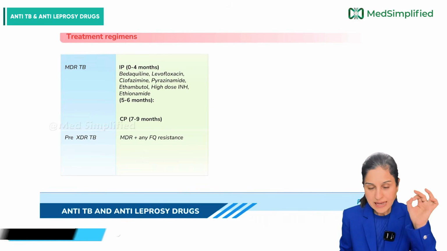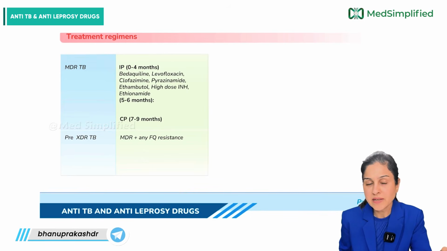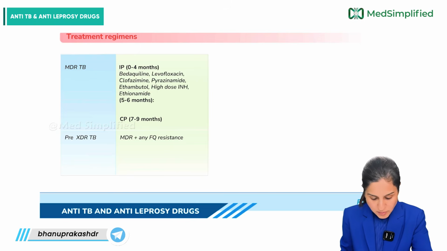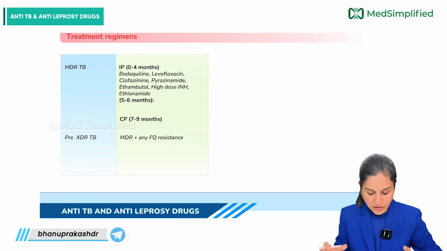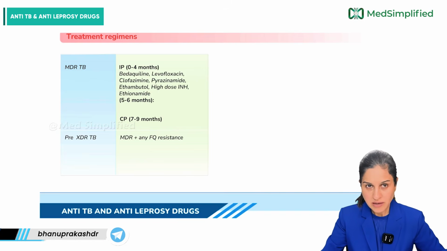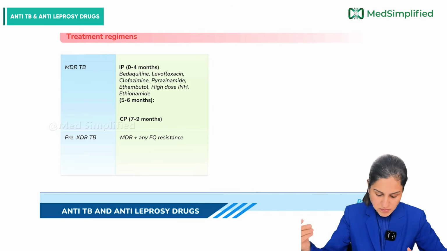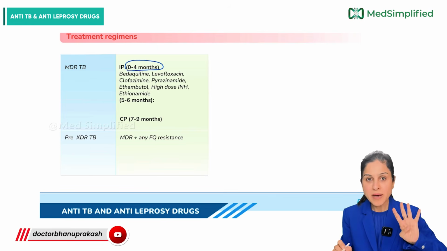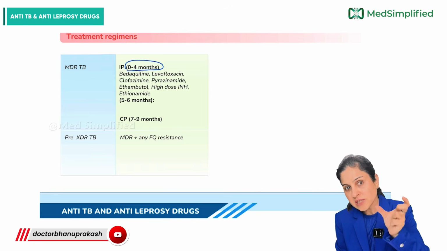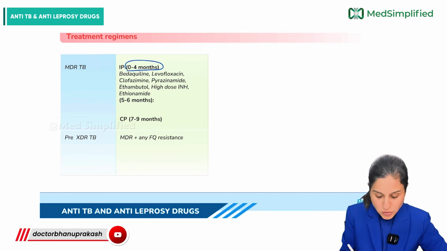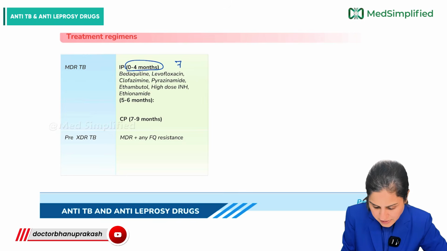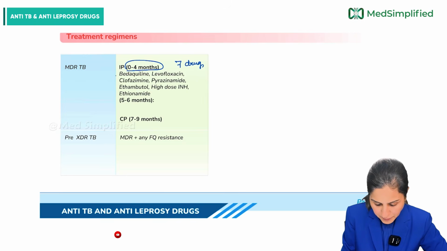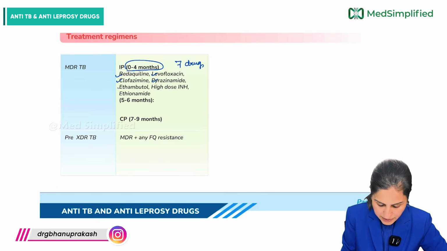Now, in case of MDR tuberculosis, multidrug-resistant tuberculosis, what is important to know is that we now have shorter regimes because of bedaquiline. So here the intensive phase is of 6 months, but for the first 0 to 4 months, we are using a total of 7 drugs: bedaquiline, levofloxacin, clofazimine, pyrazinamide, ethambutol, high dose isoniazid and ethionamide.